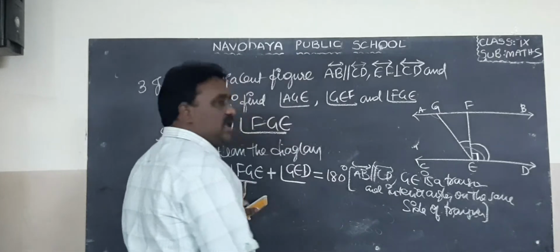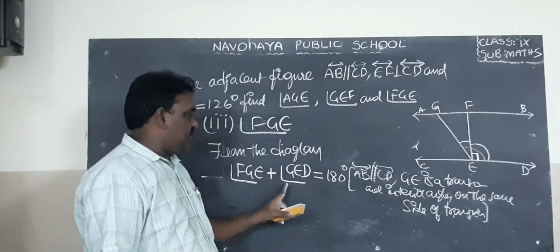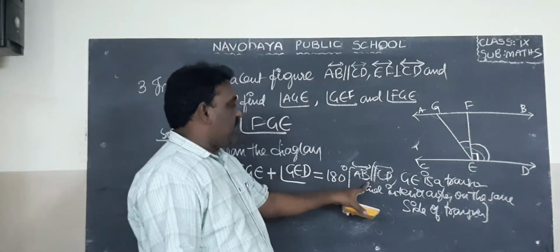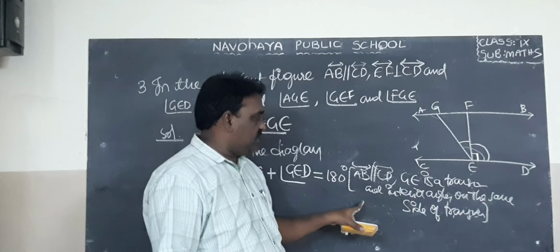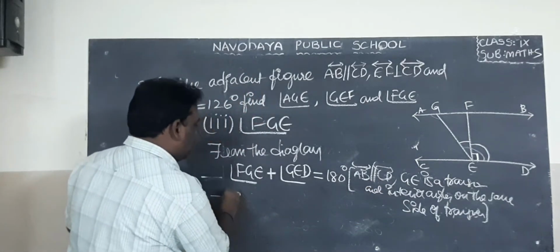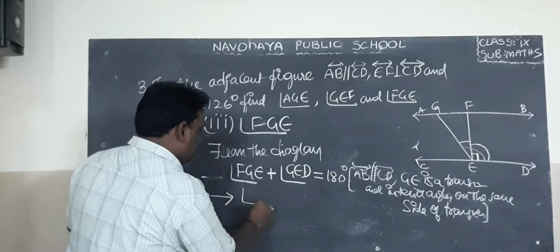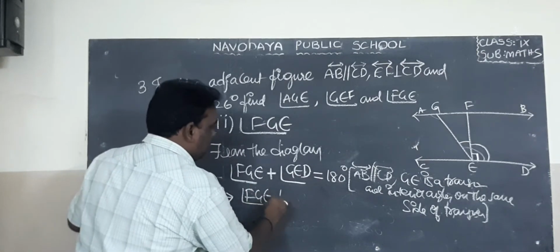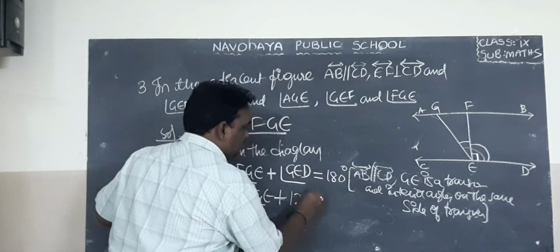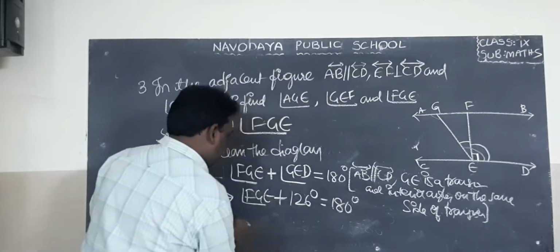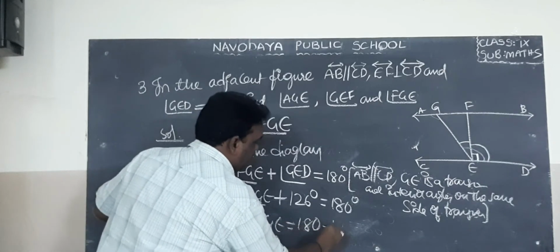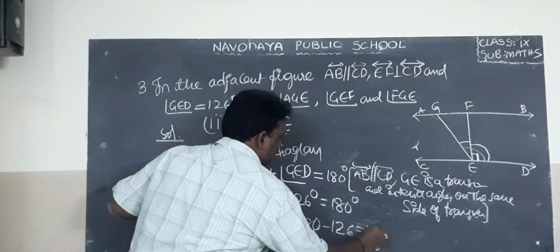So what is the first angle? Angle FGE plus what is the second angle? Angle GED equal to 180. Reason, AB parallel to CD, GE is a transversal and the interior angles on the same side of the transversal. So first one how much? Angle FGE, we don't know. Angle FGE plus second one how much? 126 equal to 180. Angle FGE equal to 180 minus 126. How much? 54.